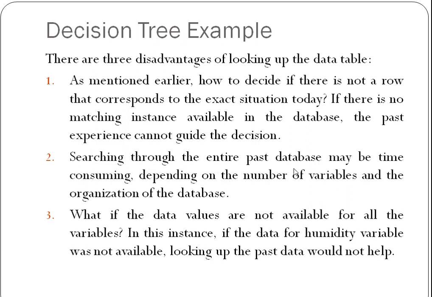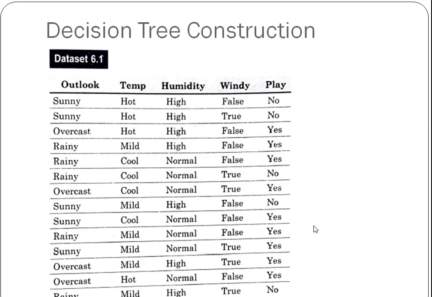Searching through the entire past database will consume a lot of time, and every time you ask a question, it will go and look into the database. And what if the data values are not available? Suppose there is any missing value, it will not be able to predict. Those are the problems with the lookup table.